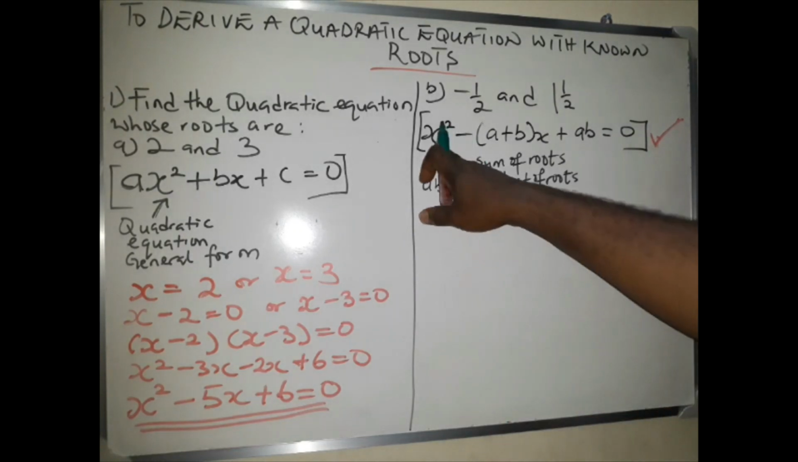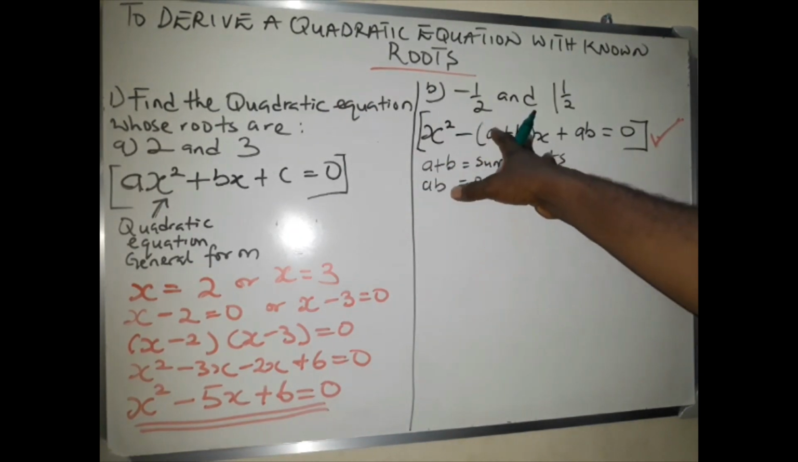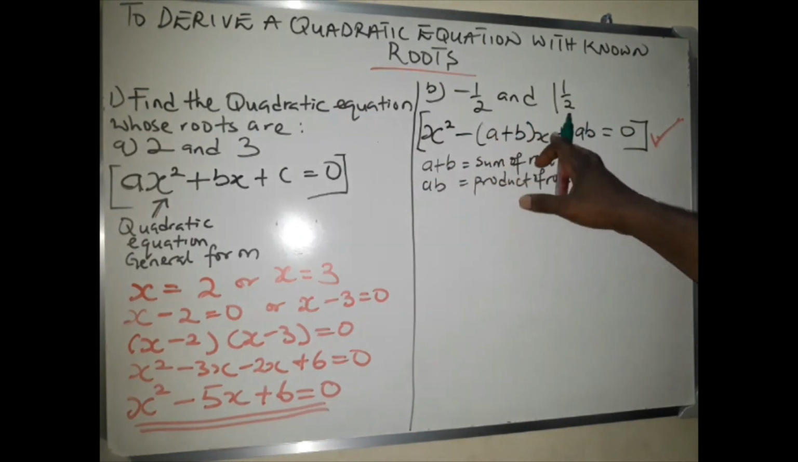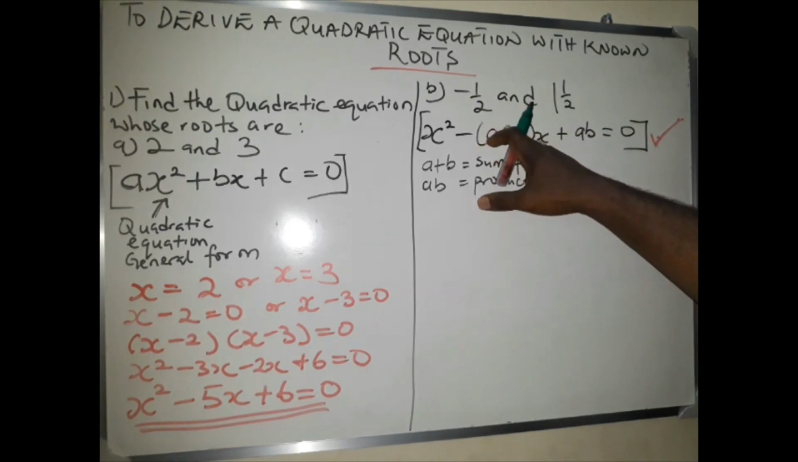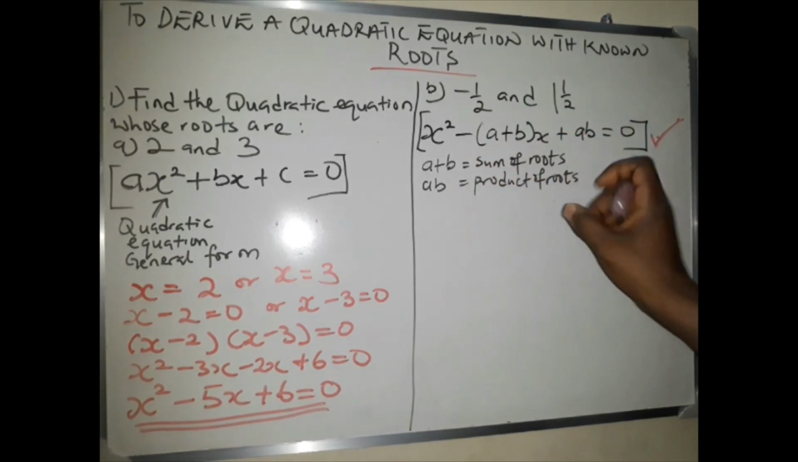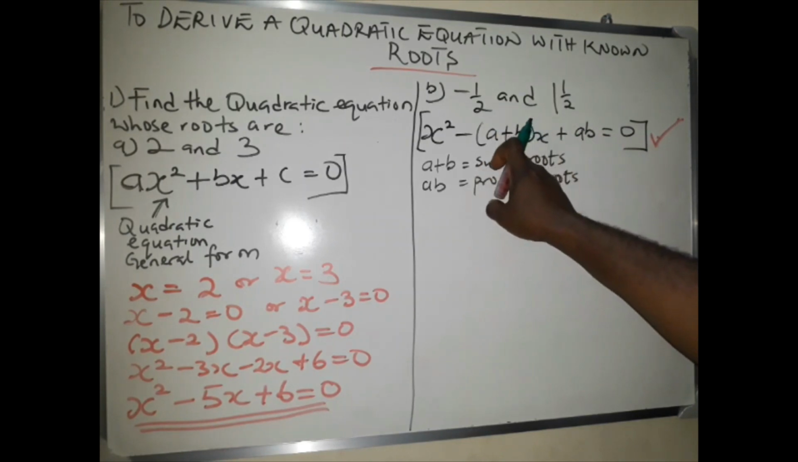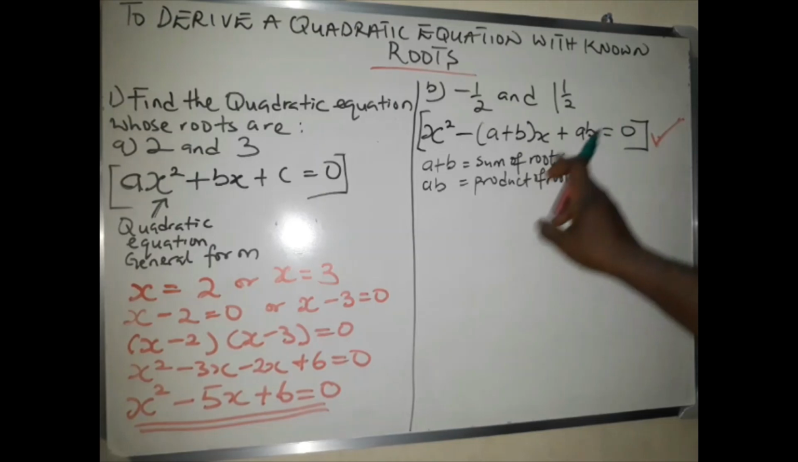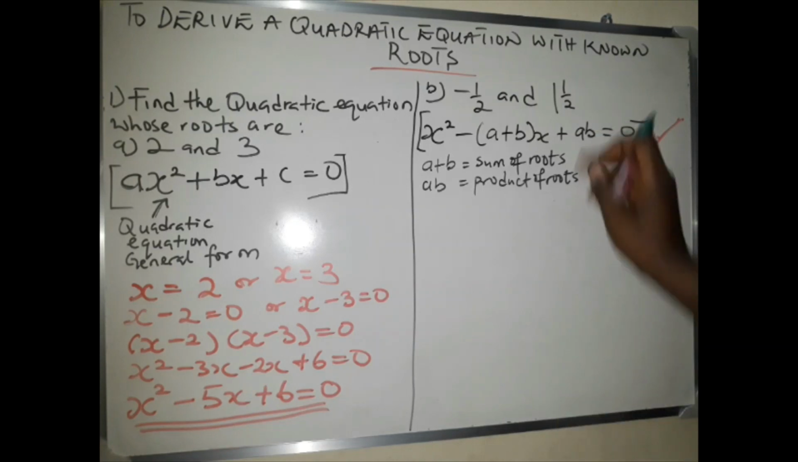Now, how does this formula work? You can see here we have x squared, which is the highest power for a quadratic equation. Then we also have a plus b and an x outside the bracket plus ab. And now we've seen the meaning of this. This a plus b simply means the sum of the roots, which means you're going to add the two roots together, and the value you get there, you're going to put inside here. Then ab is the product of the roots, which means you're going to also have to multiply the roots together, and the value that you get, you're going to put there. So now let's go ahead and do that.